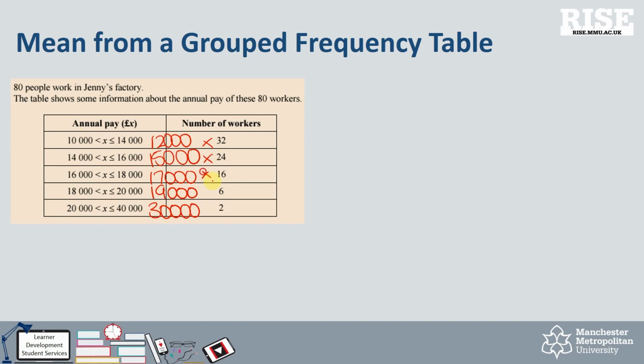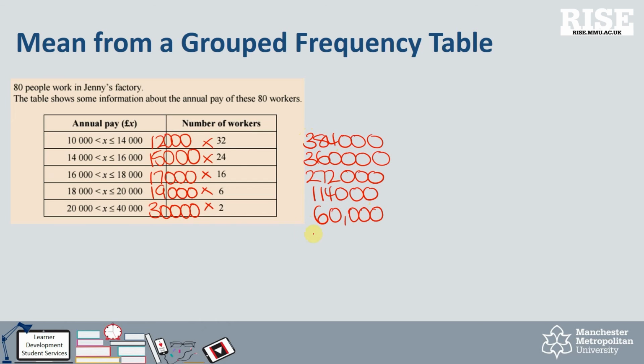Now I can go ahead and multiply these amounts. I get the following numbers: 384,000, 360,000, 272,000, 114,000, and 60,000. When I add all of those salaries, I get 1,190,000, which is amongst 80 workers. It says so in the question, but I could also find that by adding the number of workers.